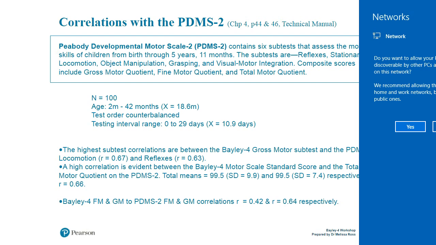They appear to be measuring something similar, yielding high correlations for some motor skill areas. The highest subtest correlations are between the Bayley-4 gross motor subtest and the PDMS-2 locomotion at 0.67 and reflexes at 0.63. A high correlation is also evident between the Bayley-4 motor scale standard score and the total motor quotient on the PDMS-2, and fine and gross motor scales on each tool.